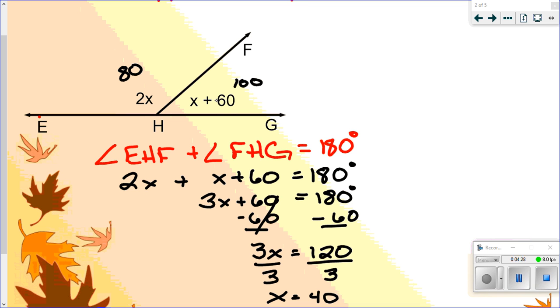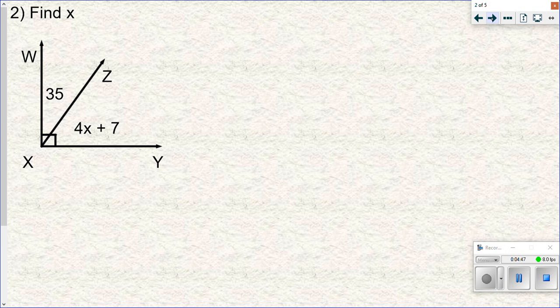And you'll notice that I messed up this picture. I should swap these because this angle is obviously bigger than this angle. So I think when I teach this to my students, I'll put the 2x over here and the x plus 60 over there. That'll make more sense. All right, so let's look at another example.